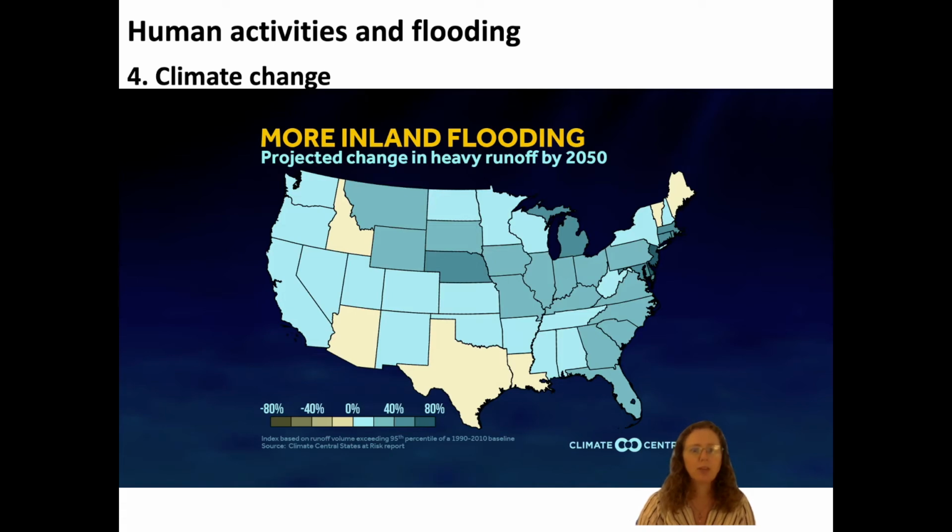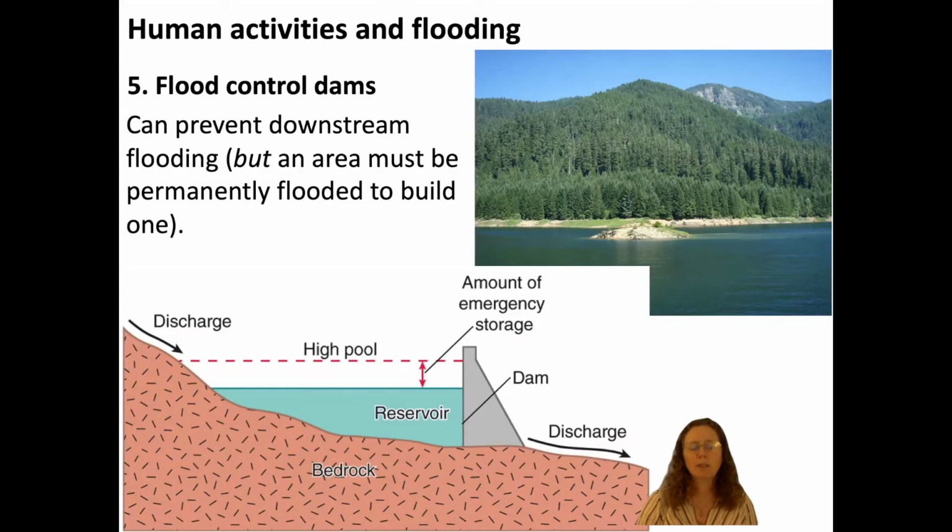This map shows the increase in runoff from the wettest 5% of days, comparing the years 1990 through 2010 to projected climate in 2050. 42 out of the 48 states shown on the map will have more heavy runoff, which can increase flooding.